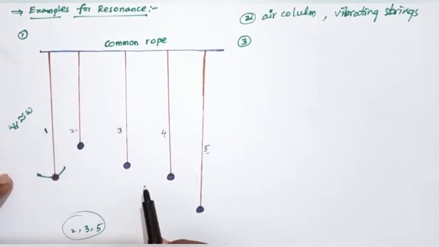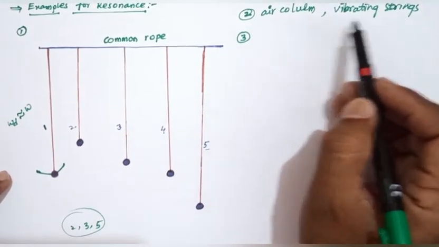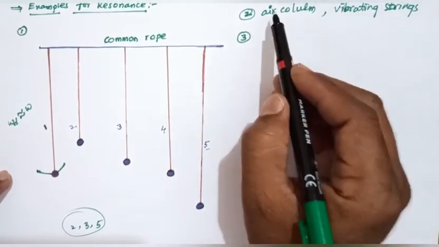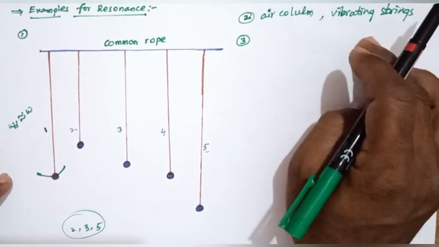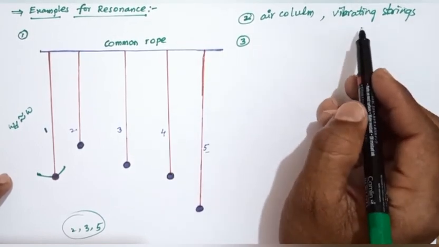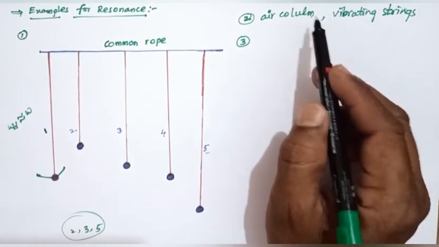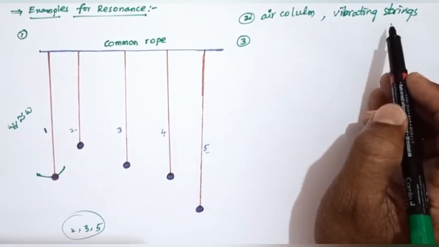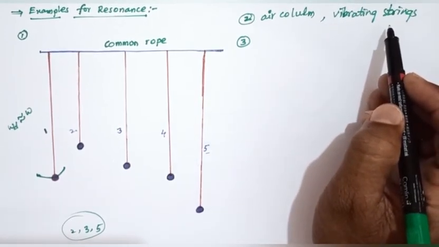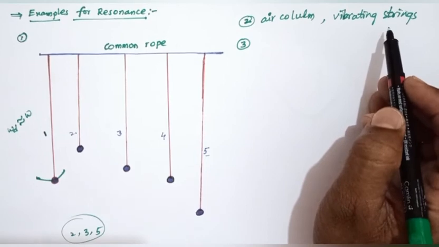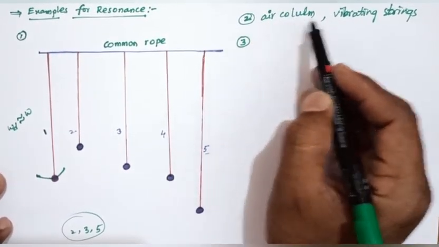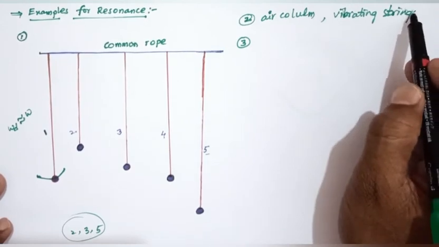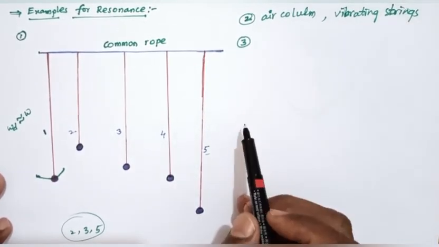Other examples we have taken are air columns and vibrating strings. We can study air columns and vibrating strings in the waves lesson in P2. The air column depends upon resonance, and vibrating strings also depend upon resonance.